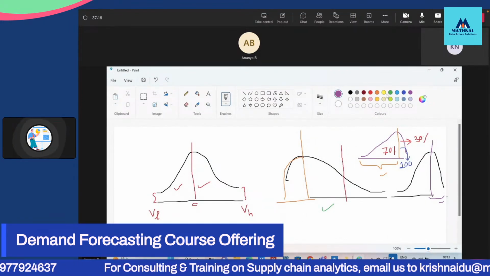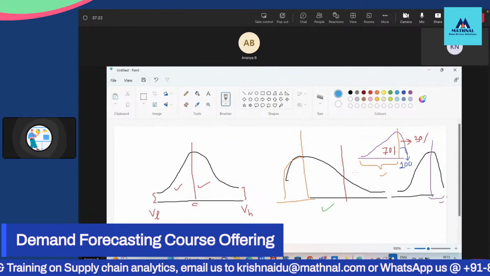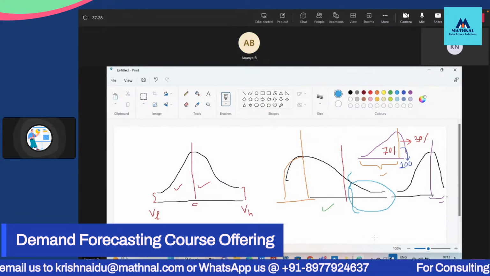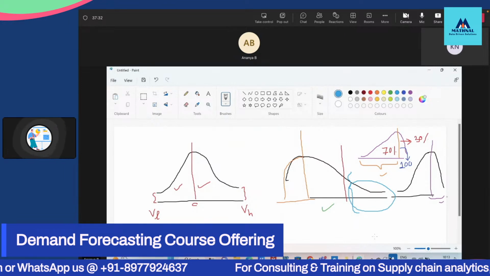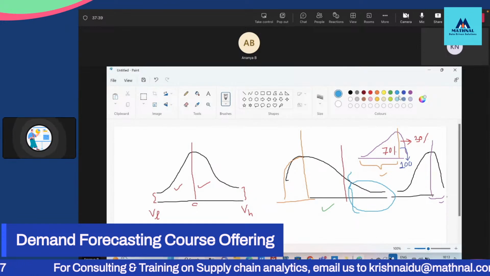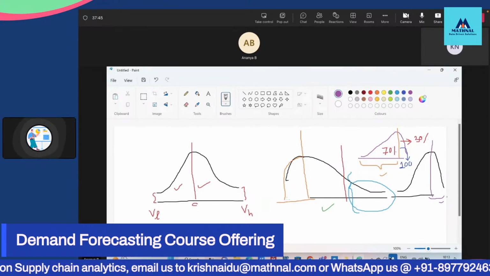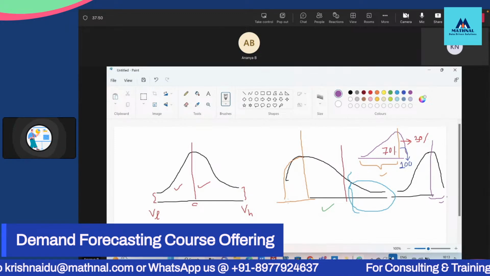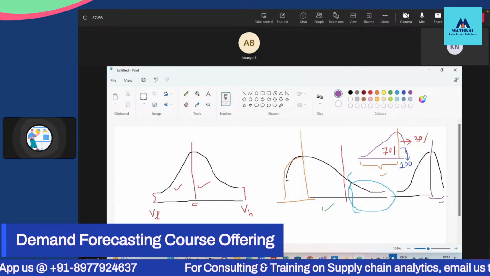In the second graph, where are those outliers present? Maybe this part. So these are the extreme points. If you remove some of the extreme points on the left hand side, meaning low volume, the mean will move towards the right hand side, and the distribution also gets balanced. If you remove some of the right hand side data points, the mean will also move towards the right hand side.